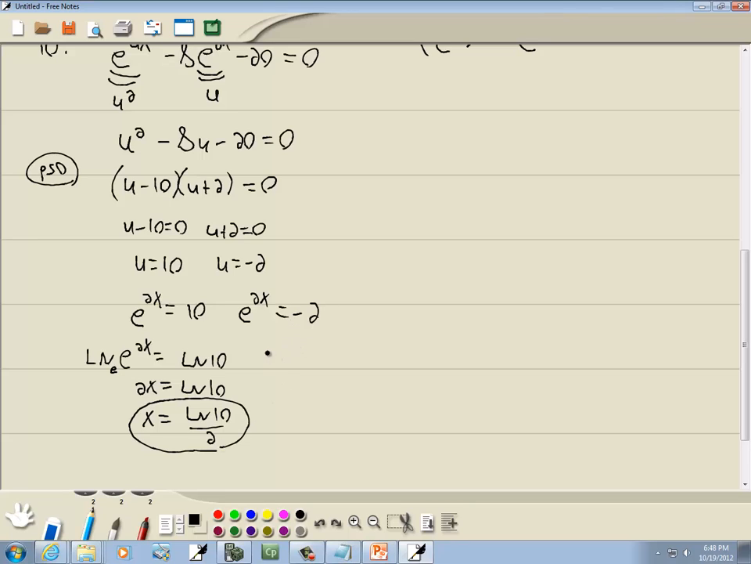Now on the other side here, we take natural log of both sides, but there's a problem. We got natural log of a negative number. We can't have a log of 0 or log of a negative number. So this part right here we can stop, and our only answer is this one right here. Let me start a new page, and then we'll put the steps up for solving a log equation.